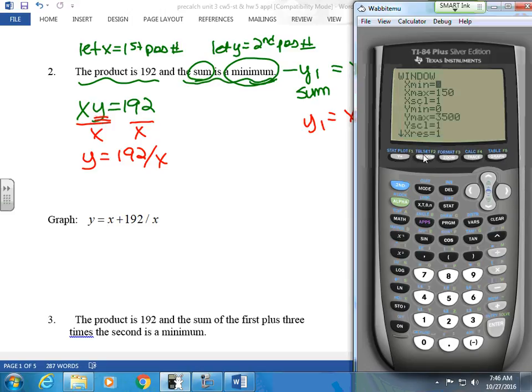Again, I'm always at the 0. My X max, maybe it's 20. Maybe my Y max, I'm just going to put 20 in for the heck of it, just to see what this looks like. And then I'm going to graph it. Do I see anything? So what else could I do? Where would you start? Is what I'm asking you. Where would you start?